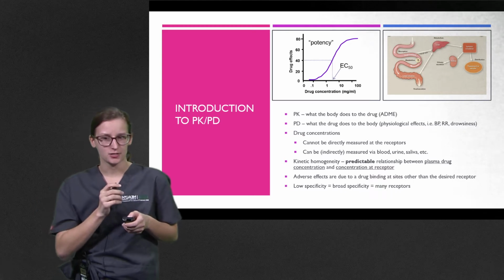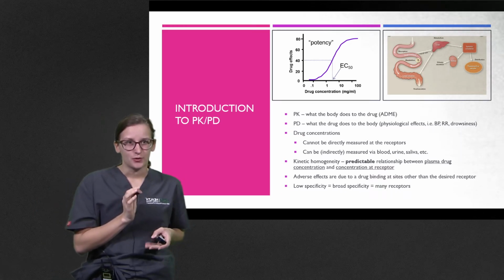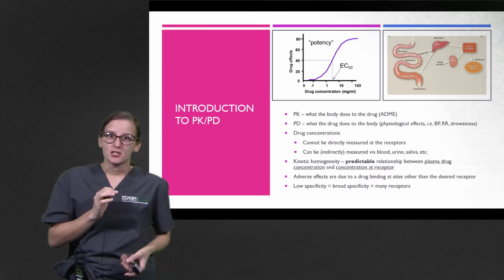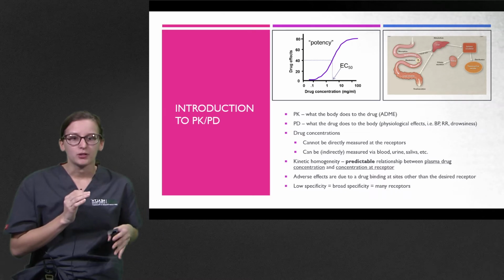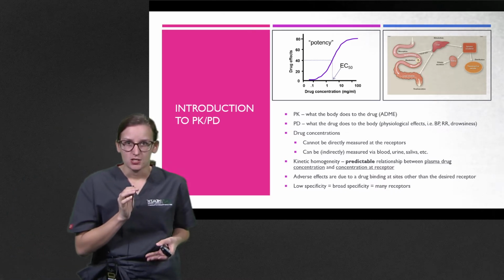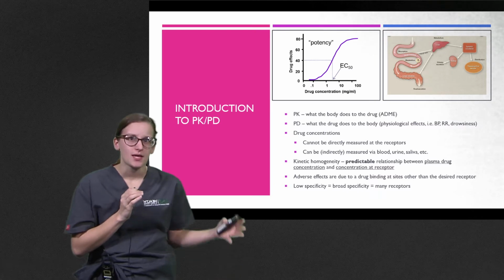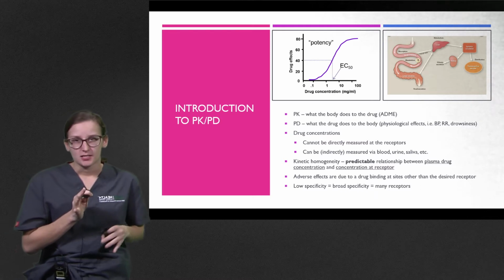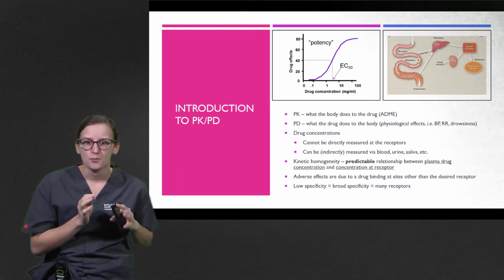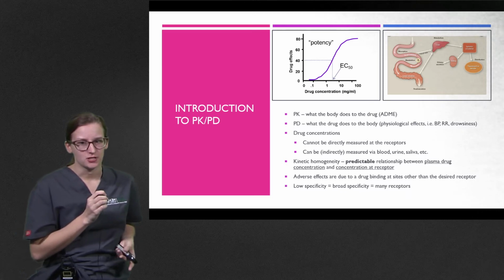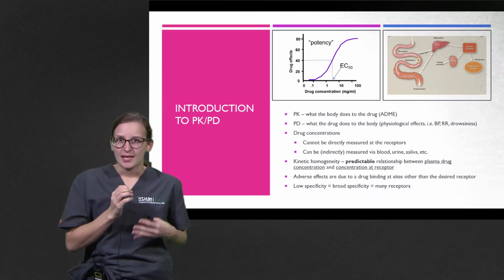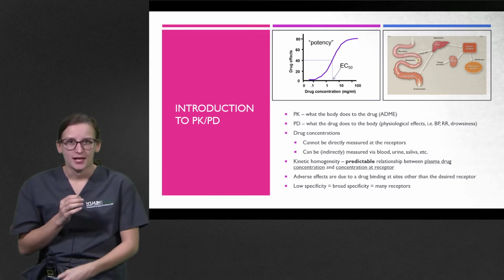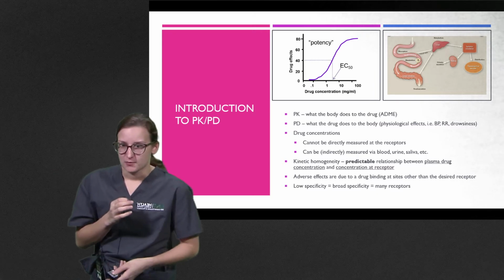In terms of drug concentrations, it's really difficult and, dare I say, impossible to figure out how many receptors are being worked on by a drug. And so we like to use an indirect measure through looking at blood, urine, saliva, plasma concentrations to figure out a correlation between how much drug you get and how it affects you. Now, kinetic homogeneity, for completion, is just a definition that might come up. This is a predictable relationship between plasma drug concentration and the concentration at the receptor. Like I said, we can't directly tell how much drug is at the receptor, but we can try to correlate it to plasma concentration and then make assumptions there.